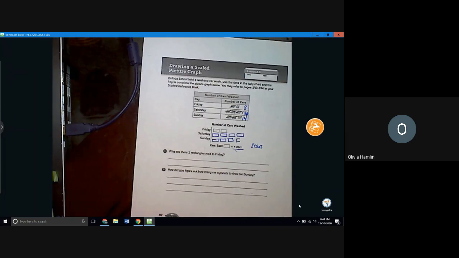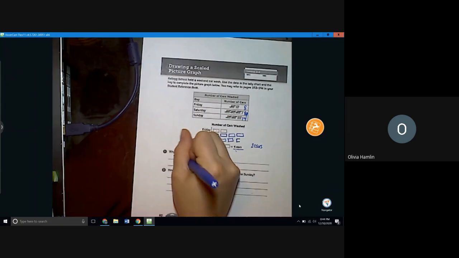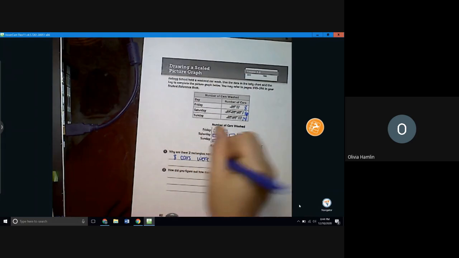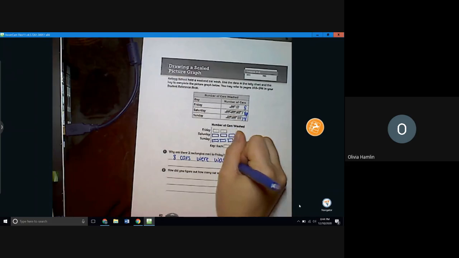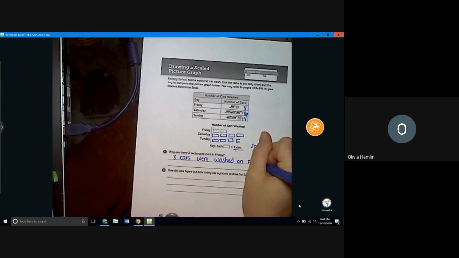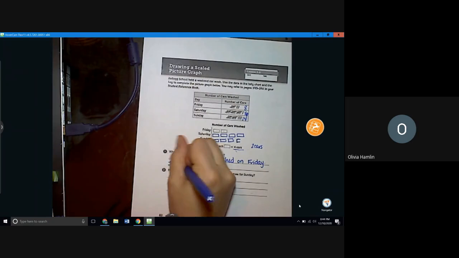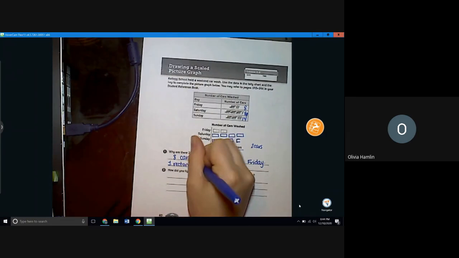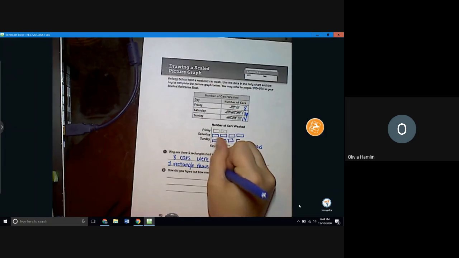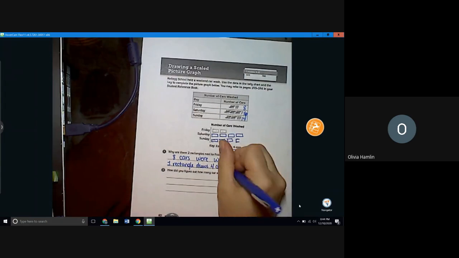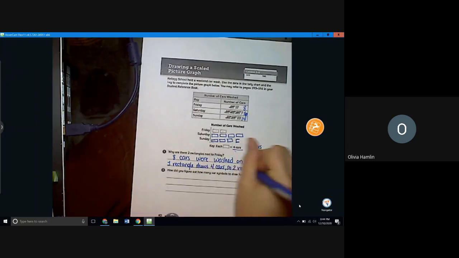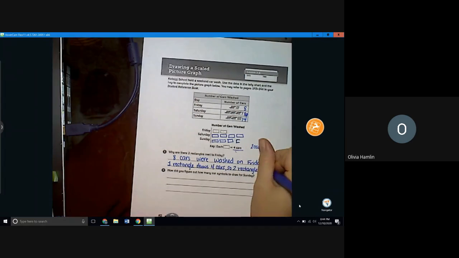Now we need to answer the questions. Why are there 2 rectangles next to Friday? Well, there are 2 rectangles next to Friday because 8 cars were washed on Friday. 1 rectangle shows 4 cars. So that means 2 rectangles show 8 cars.